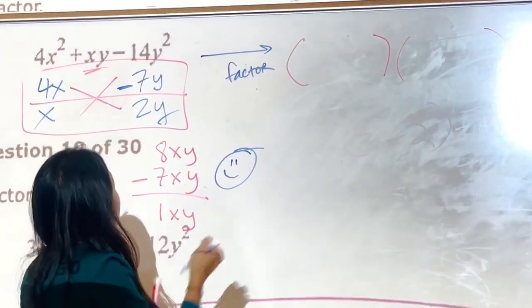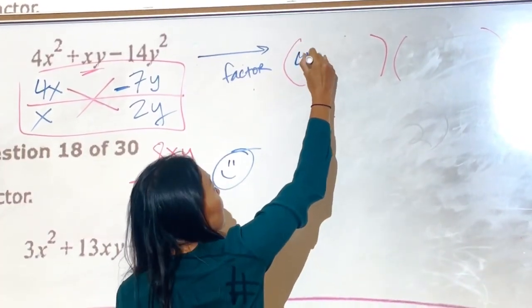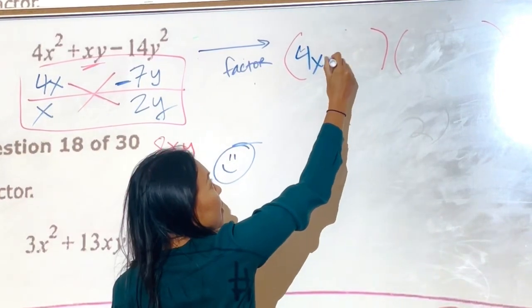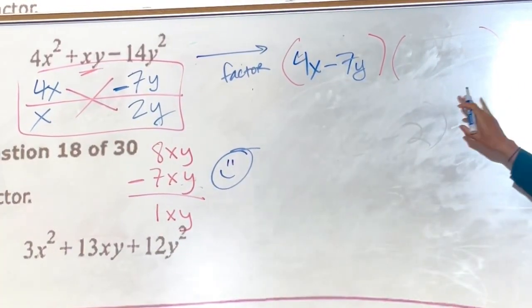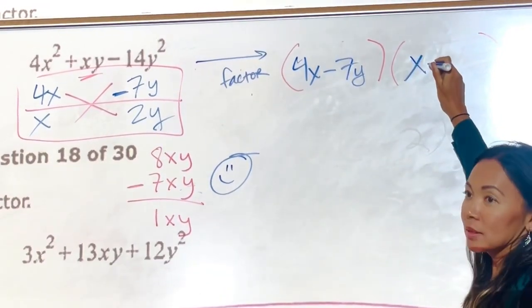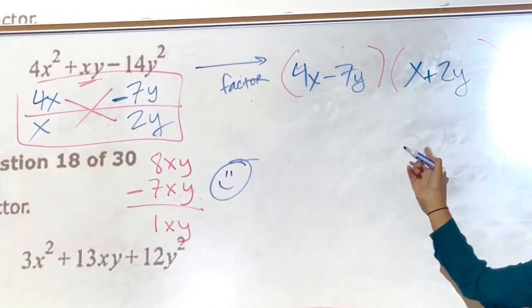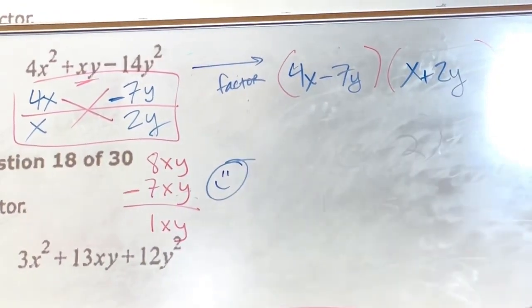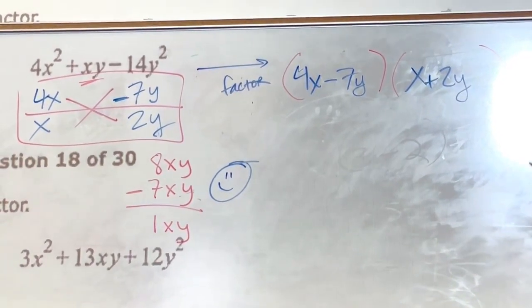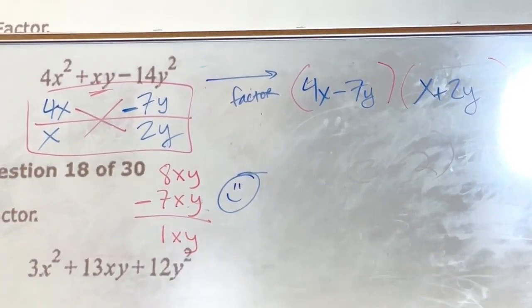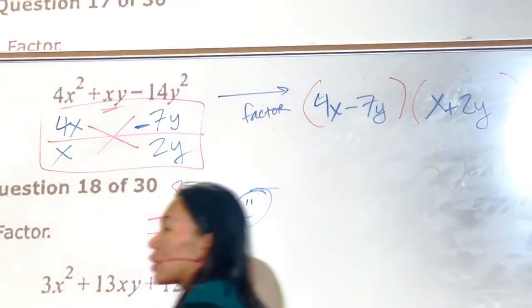So what do we get for our final answer? What does it look like? 4x minus 7y multiplied by... dun, dun, dun. And again, if you multiply this through and check your answer, you should get the original problem. So great, you guys did the hardest problem for a trinomial, right? So you could do this hardest one, you could do everything before that.